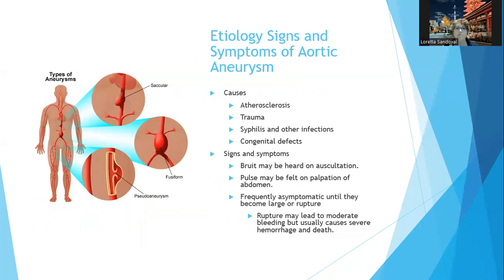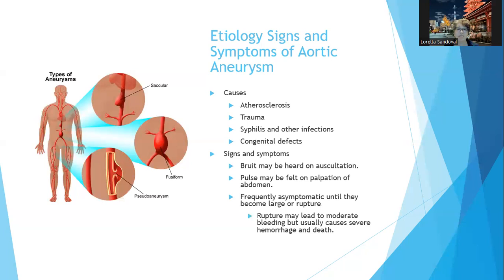Aortic aneurysm is caused by atherosclerosis, sometimes trauma, sometimes syphilis or other infections because it weakens the artery wall, congenital defects, or congenital disorders like connective tissue disorders. Signs and symptoms: they call it a bruit, which can be heard on auscultation. So you listen to it and you hear a blub, a blurb in the aorta. Sometimes when you palpate the abdomen, you can feel the aortic pulse.